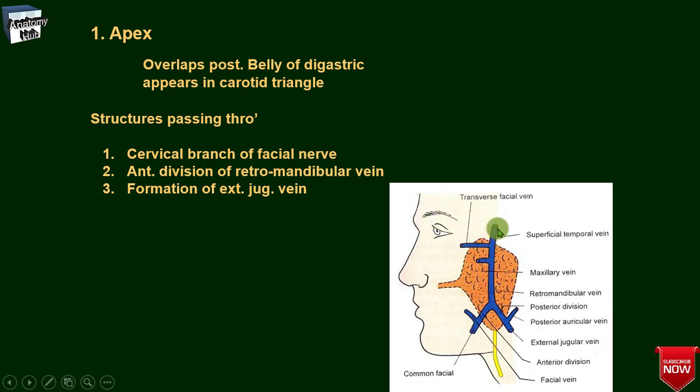And here you can see how the retromandibular vein drains, with its anterior division and posterior division. The anterior division drains to the common facial vein, and the facial vein will drain to the internal jugular vein, whereas the posterior division may drain to the posterior auricular vein and finally will drain to the external jugular vein.